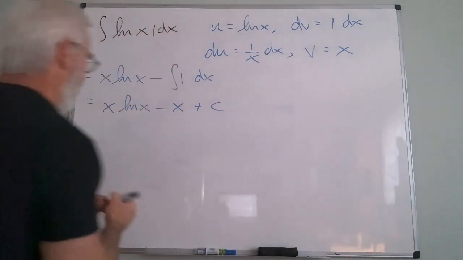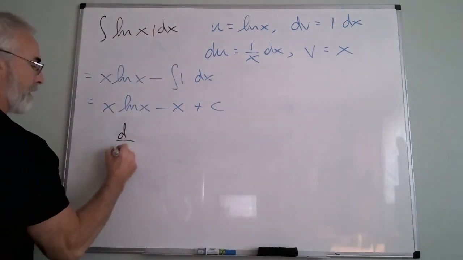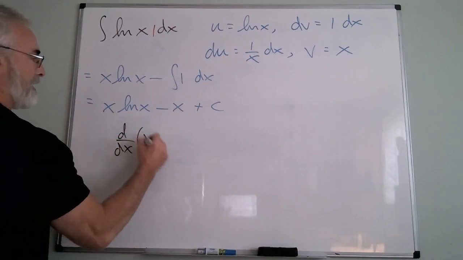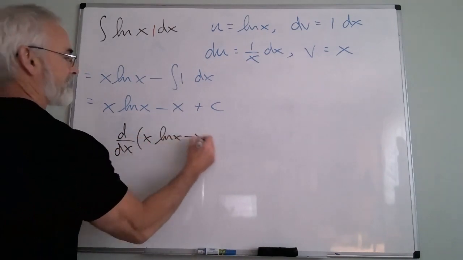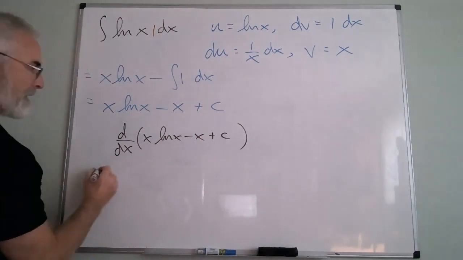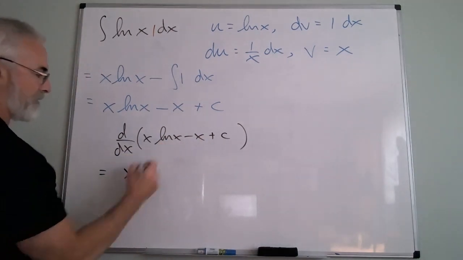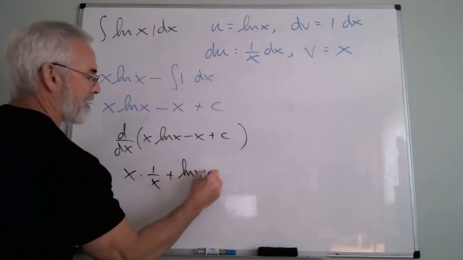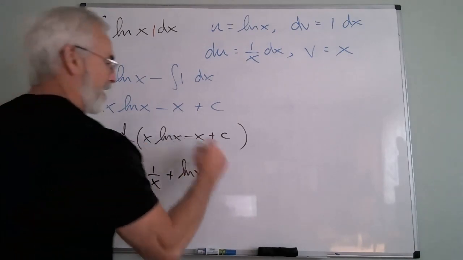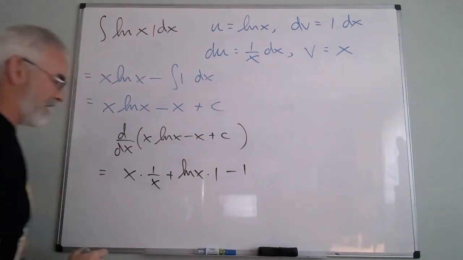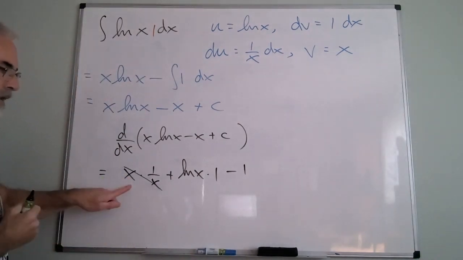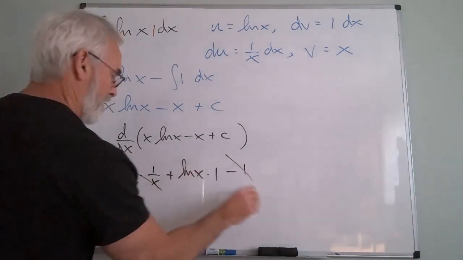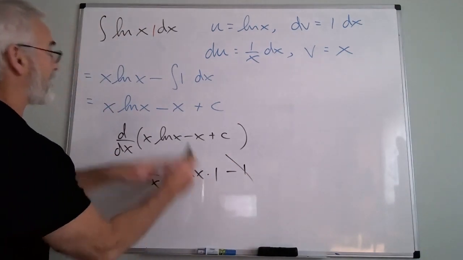Let's do a quick check. And let's be absolutely certain. If I differentiate this, first times derivative of second plus second times derivative of first, minus the derivative of x. Well, let's see. That's 1 minus 1 log x.